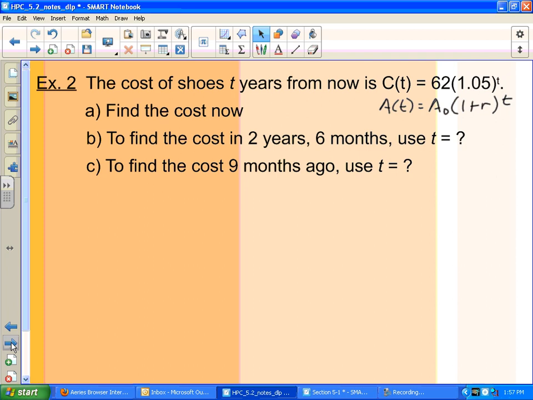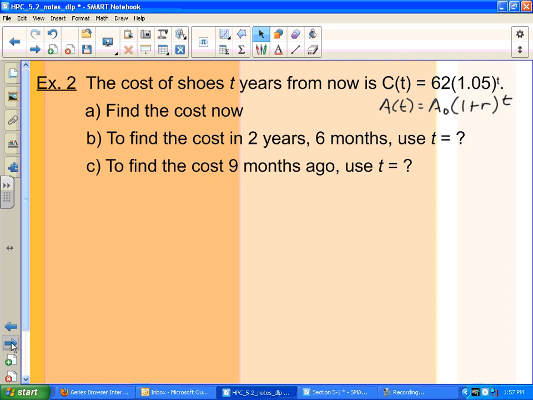So checking out these, find the cost now. What immediately maybe you would look at that and you think, wait a second, am I missing something to be able to answer that question? What do you think? Yeah, you think, okay, what is now? Does it really matter? If now is just t years from today, tomorrow, a week from tomorrow, whatever, does that change how you would solve and answer part A? No, it doesn't.